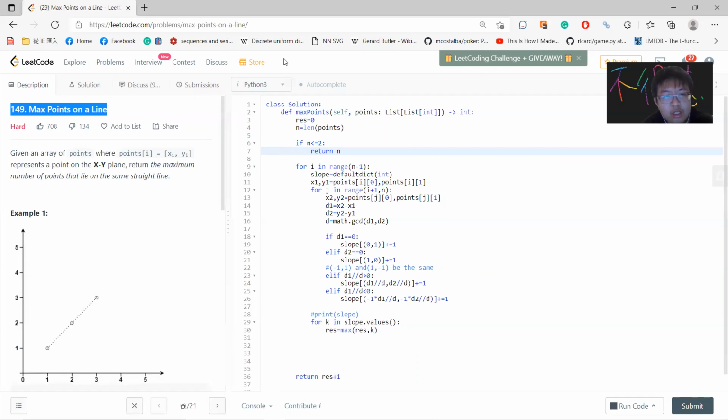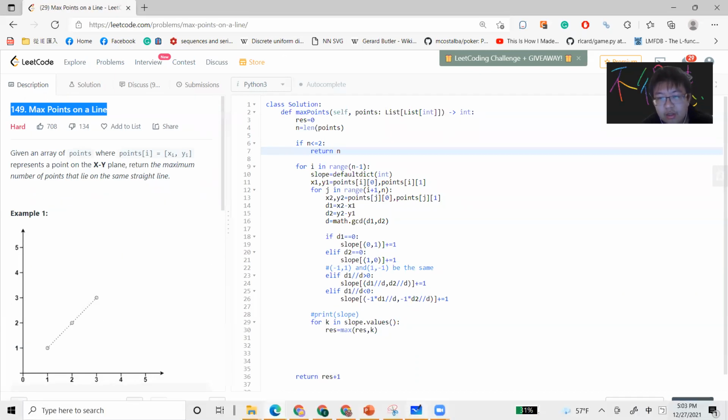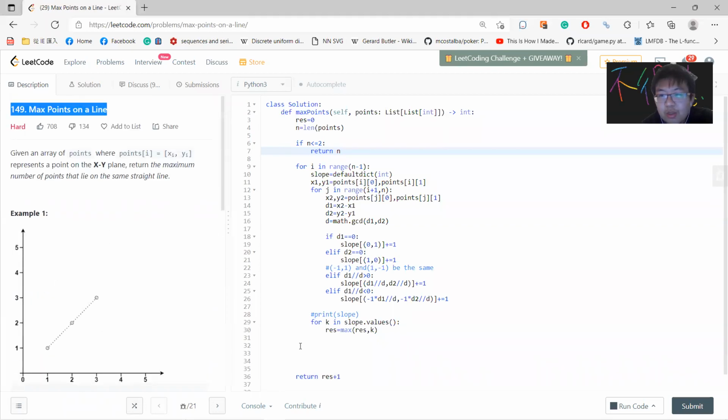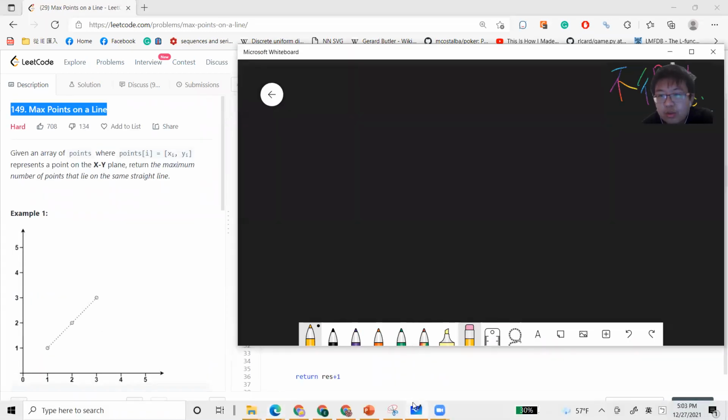Actually, mathematically, there's a theorem called Sylvester-Gallai. You can prove that if all the points are not collinear, then you can always find a line which passes exactly 2 points. But this is not important, because this is not a mathematics class. So let me just tell you the two solutions.